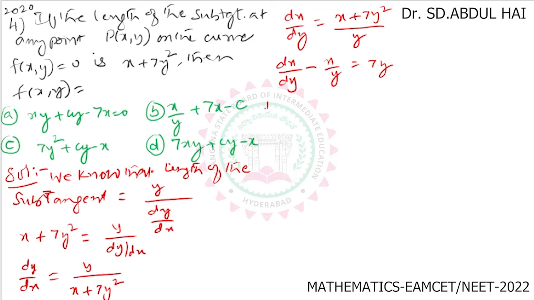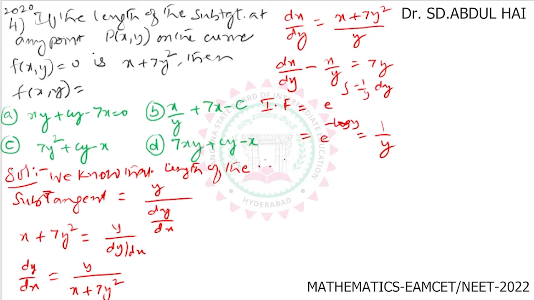First of all, here I have to find the integrating factor. So the integrating factor is equal to e power of the integral of minus 1 by y dy, and the integral of 1 by y dy is log y, that is e power of minus log y, or it is nothing but y power of minus 1, which is equal to 1 by y. So my integrating factor is this one.